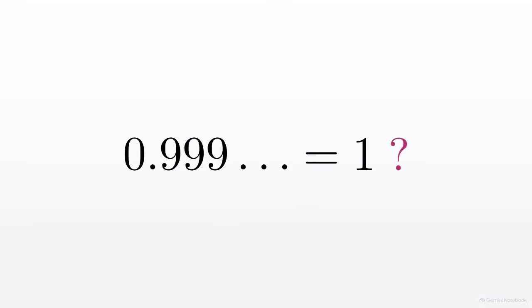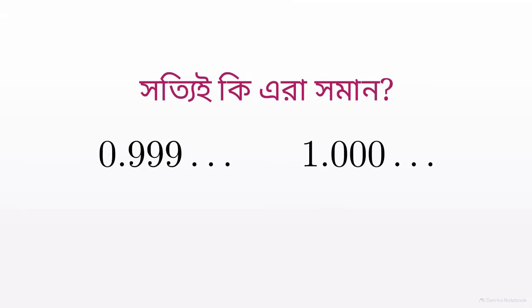Look at these two numbers side by side. On the left, 0.9 repeating forever. On the right, exactly 1. Are these values actually equal? Your instincts probably tell you no. It feels infinitely close to 1, but always falling just a tiny bit short.